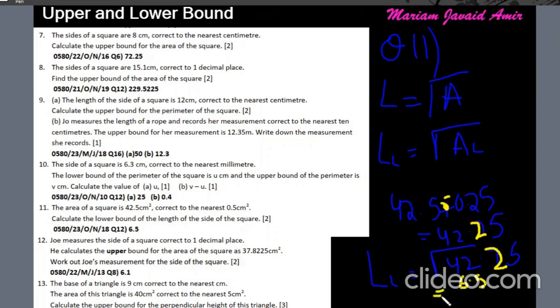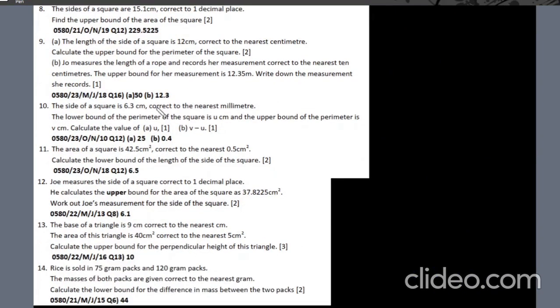Okay. Question 12. Joe measures the side of a square correct to nearest 1 decimal place. He calculates the upper bound for the area of the square as 37.8225. Work out Joe's measurement of the side of the square. Okay, so 1 dp means 1 over 2 equals 0.5, and then he calculates the upper bound for the area.